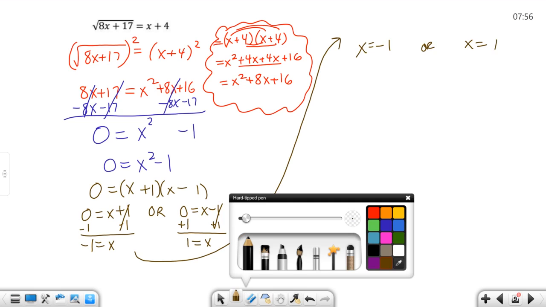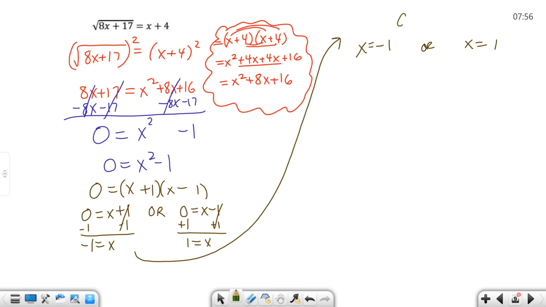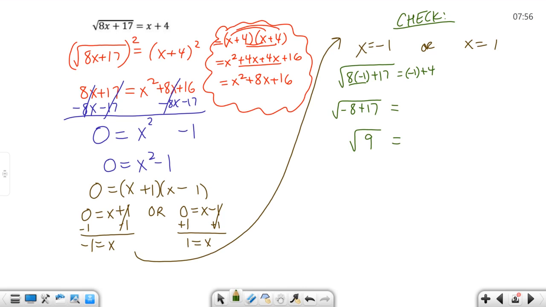And what do we have to do? We have to check it. So we get square root of 8 times negative 1 plus 17 equals negative 1 plus 4. So 8 times negative 1, that's negative 8 plus 17. But wait a minute, it's still in a radical. What is negative 8 plus 17? That is 9. Square root of 9 is 3. Over here, this is negative 1 plus 4, which is 3. And guess what? That checks out.